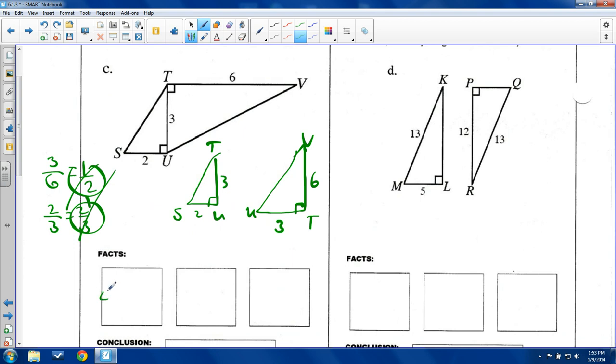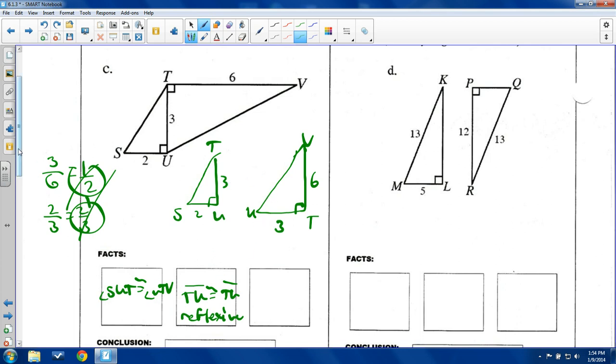Angle SUT is congruent to angle UTV. The right angles are congruent. And you can go ahead and say TU is congruent to itself by the reflexive property. But this ends up giving us all that we can have, an angle and a side. Nothing else is shown to be congruent.